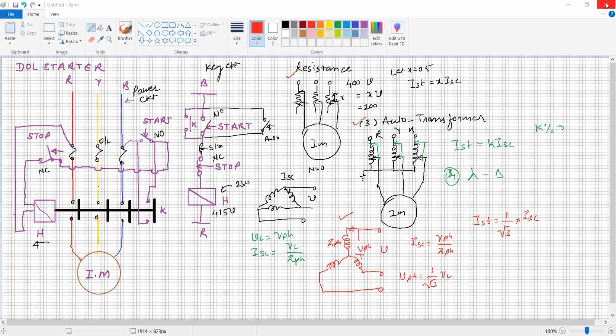So in this case, we are able to reduce the starting current, and in addition to the reduction in the starting current, some sort of protection, under voltage protection, over voltage protection, as well as short circuit protection can be provided to the three-phase induction motor.